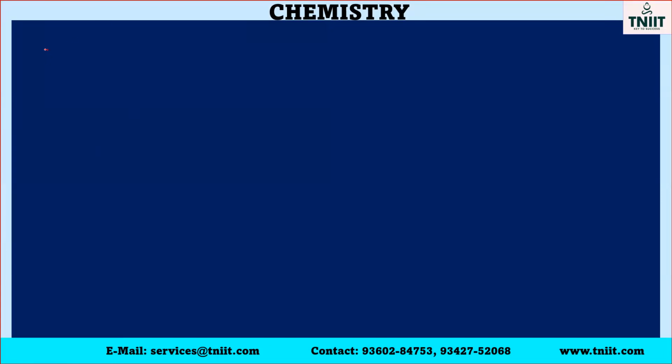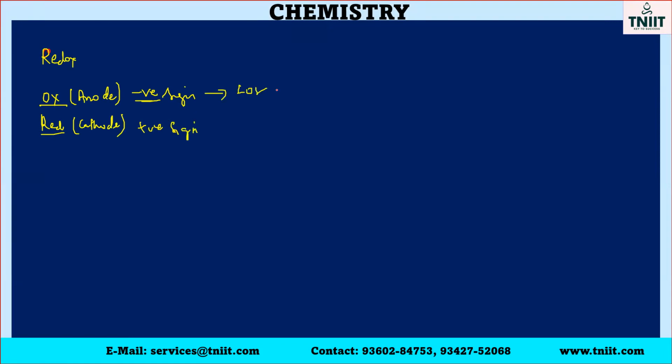Now, as I was telling, the reaction taking place is a redox reaction. Oxidation and reduction will take place at electrodes. Oxidation will take place at the anode. Anode is a positive electrode represented by a negative sign. Reduction takes place at the cathode, represented by a positive sign. Oxidation means loss of electrons, and reduction means gain of electrons. So at the anode, electrons will be lost, and at the cathode, electrons will be gained. So both oxidation and reduction take place simultaneously. Therefore, it is called a redox reaction.